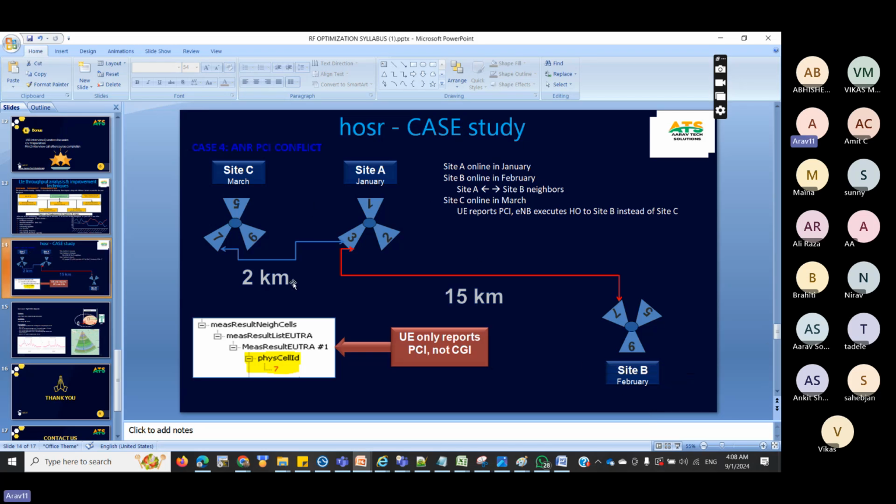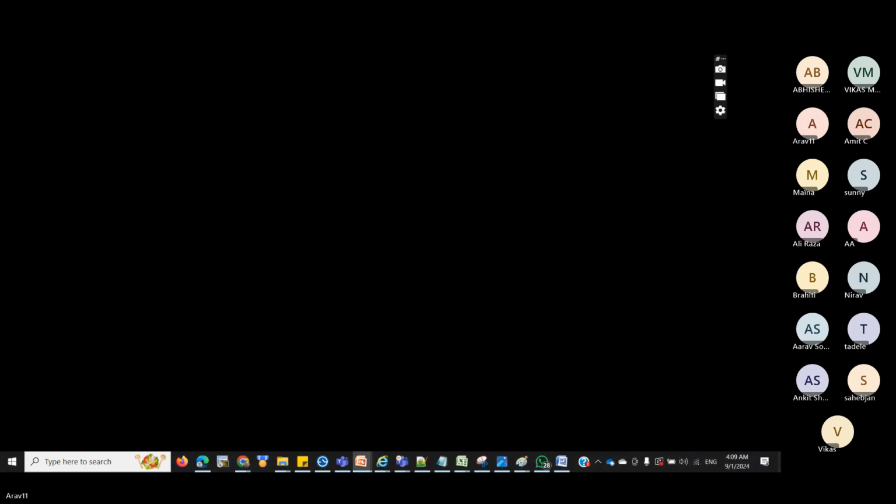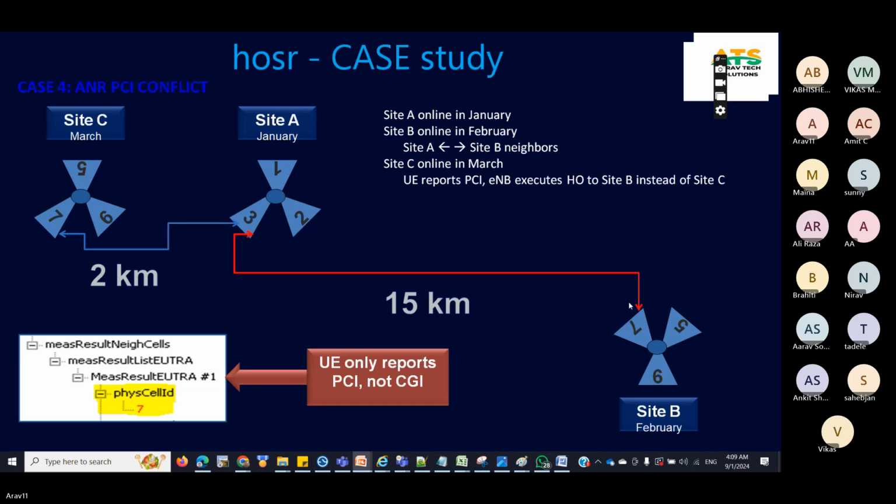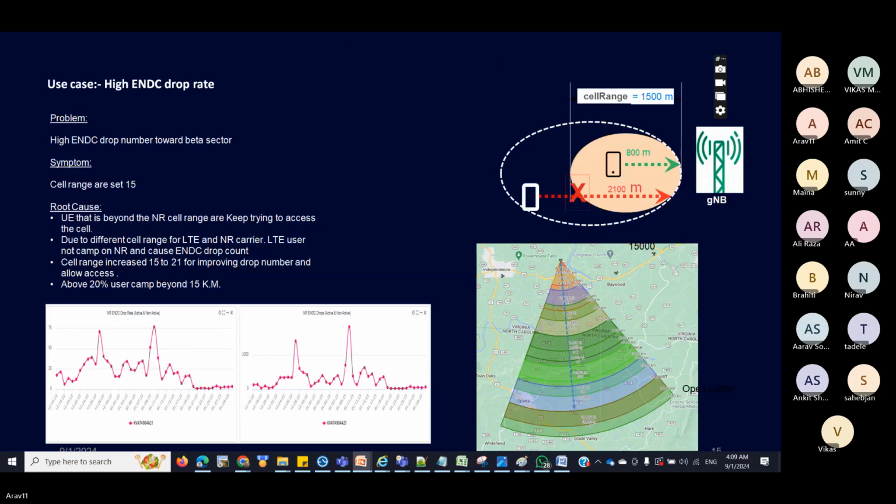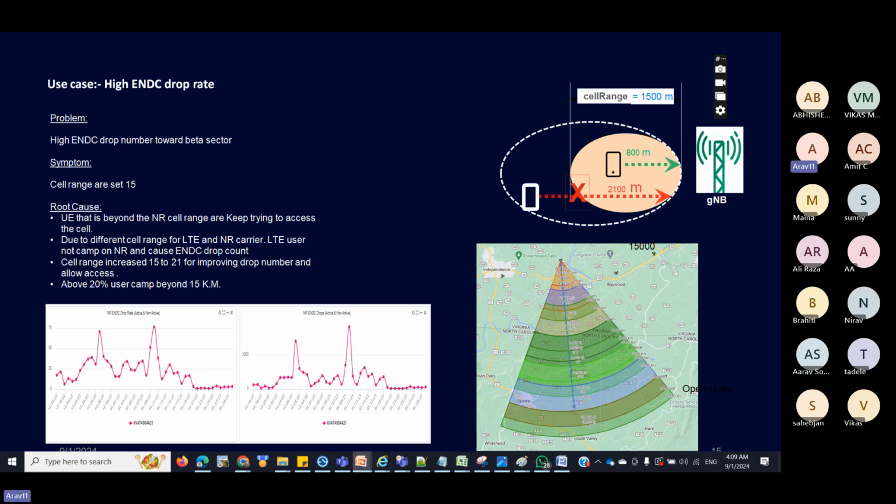So this is the case study that we have discussed regarding the handover. Now we will discuss one of the case studies for 5G as well. In a site, there was a high ENDC drop rate. So what is the reason for the high ENDC drop rate?